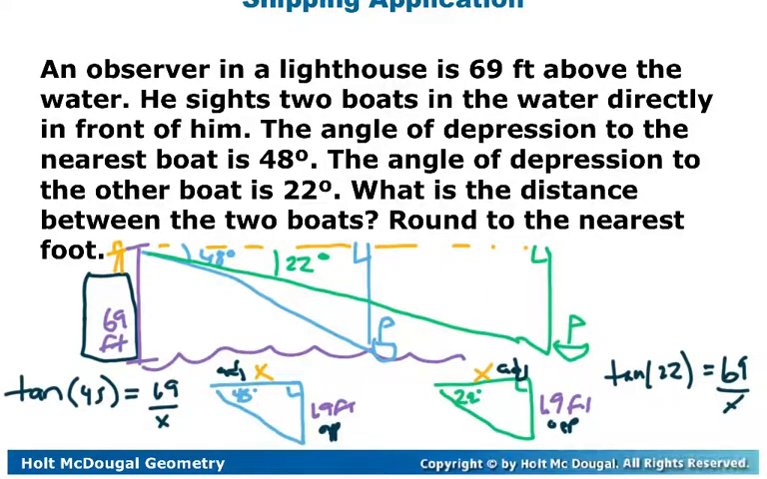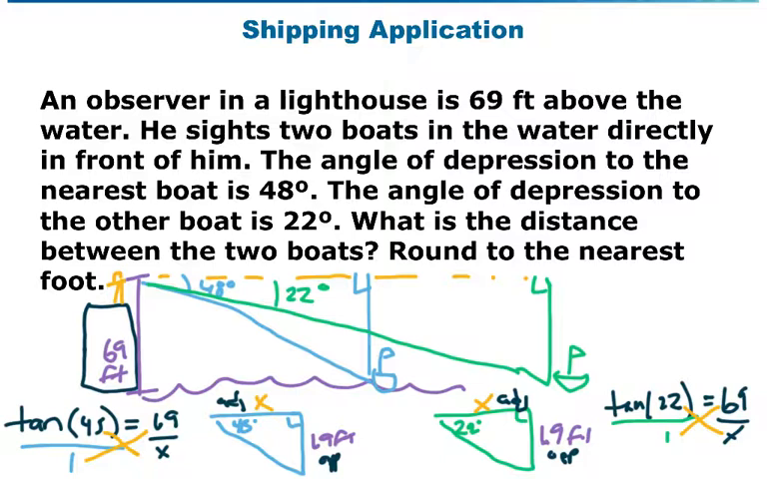But to solve, remember we're making a proportion. So we're going to cross multiply 69 times 1, and then tangent of 45 times x. And the same happens in the second one. We're going to cross multiply 69 times 1, and now tangent of 22 times x. So what happens in the first one here is that we end up with 69 times 1, so 69 is going to equal tangent of 45 times x. And so to solve, we want to divide by tangent of 45.